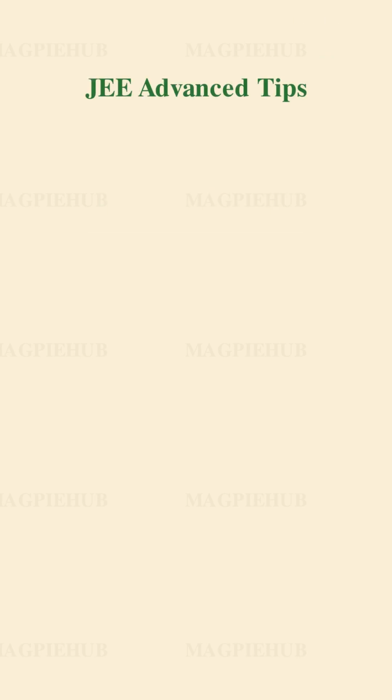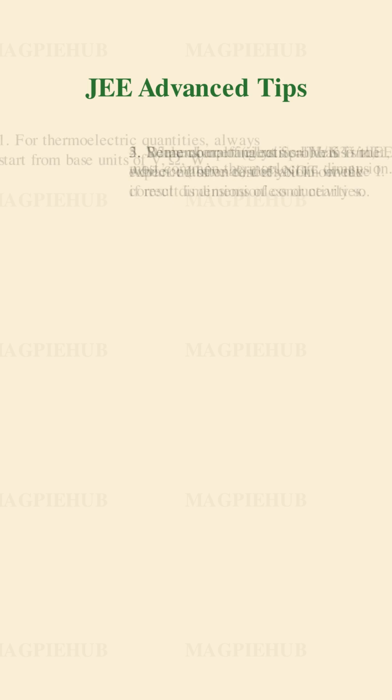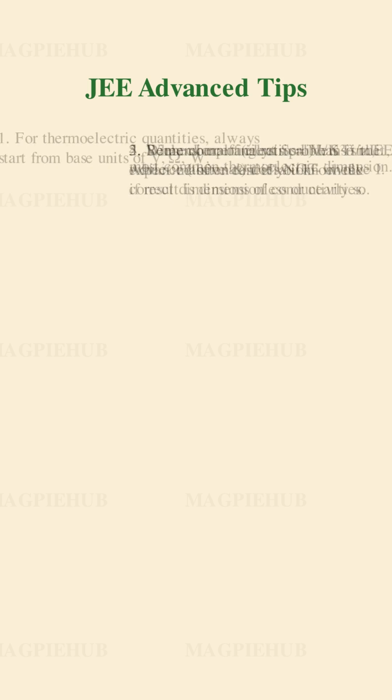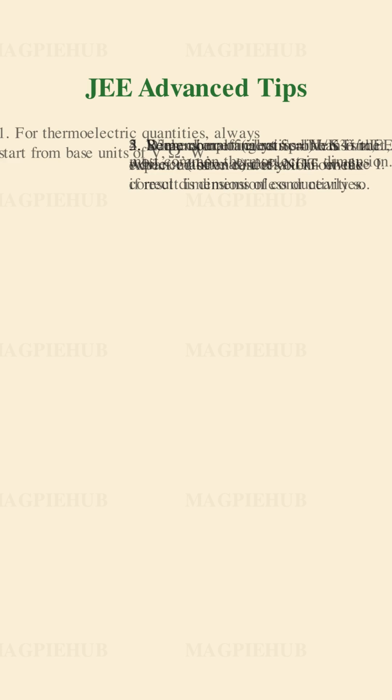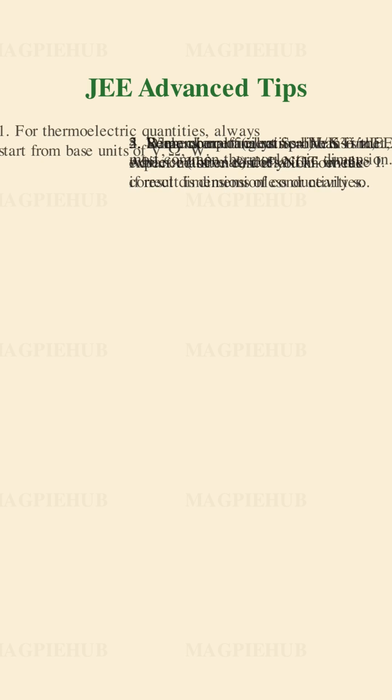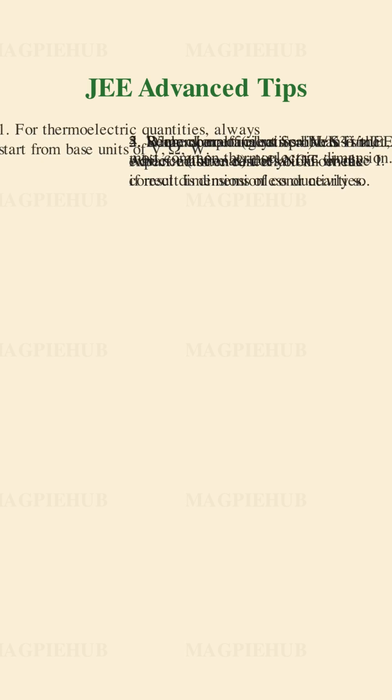First, for thermoelectric quantities, always derive dimensions from base units of voltage, resistance, and power. Second, the Seebeck coefficient S equals voltage per Kelvin, and this is the most tested thermoelectric dimension. Third, when computing ratios like S squared sigma over kappa, expect significant cancellation. Always check if the result is dimensionless or nearly dimensionless.